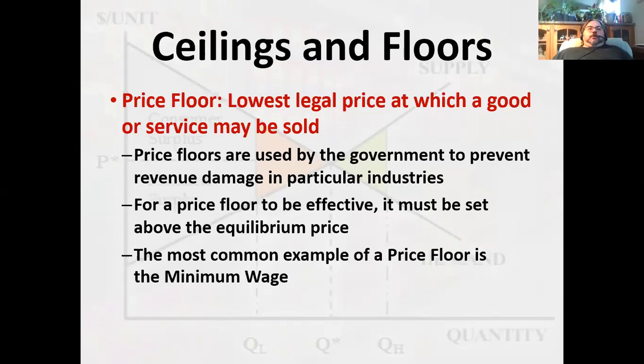If you've ever walked into a gas station, they have a sign over the door that says cigarettes for sale at state minimum prices. The state has established a price floor well above the market equilibrium in an attempt to convince people not to buy cigarettes and hopefully then to quit smoking. So that's one use of a price floor. But usually it's used to prevent revenue damage in particular industries. And the most common one of these is agriculture.